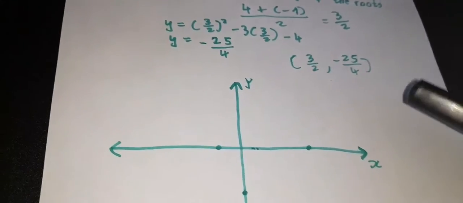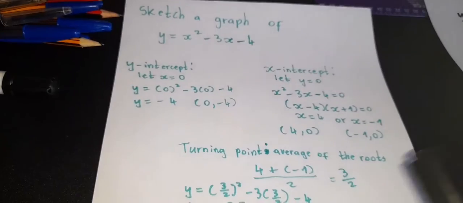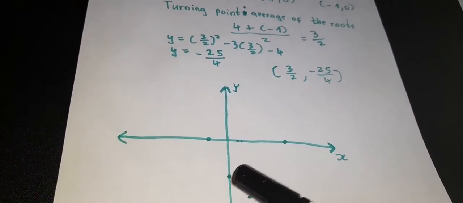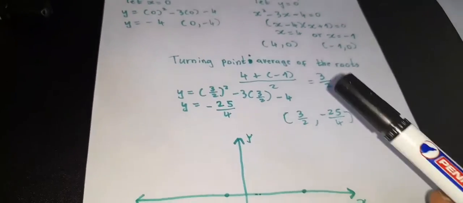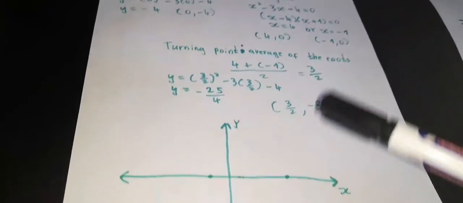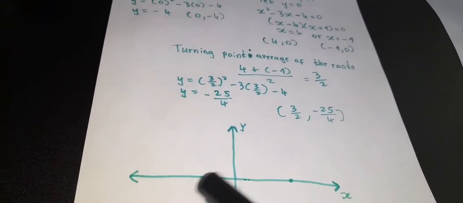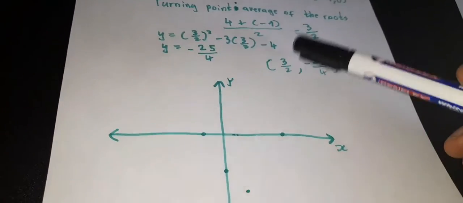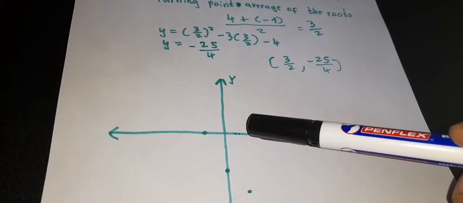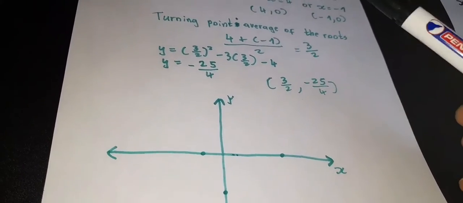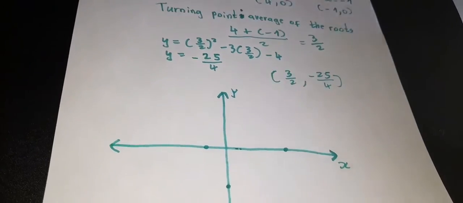You start with the y-intercept, which is around here. It was negative 4, so (0, -4). So the y-intercept is around here. And the x-intercepts are 4 and negative 1. 4 is around here, and negative 1 is around here. And then the turning point, 3 over 2 is 1.5. It's around here. And negative 25 over 4 is about negative 6.25, I believe.